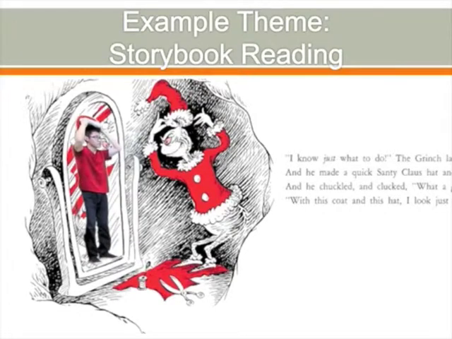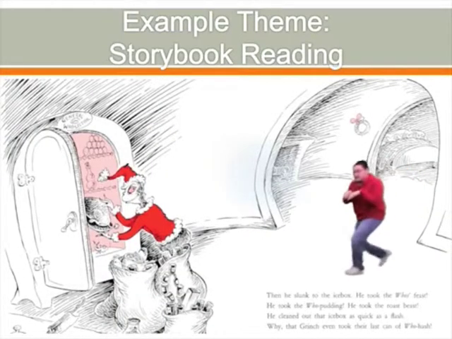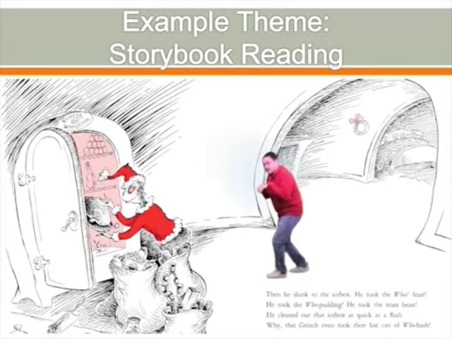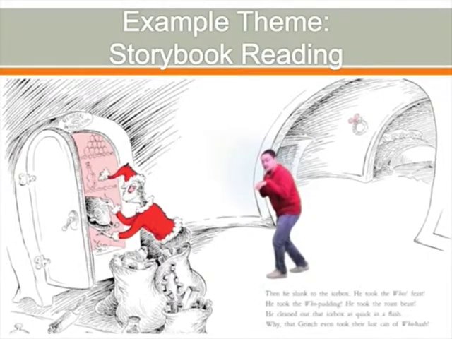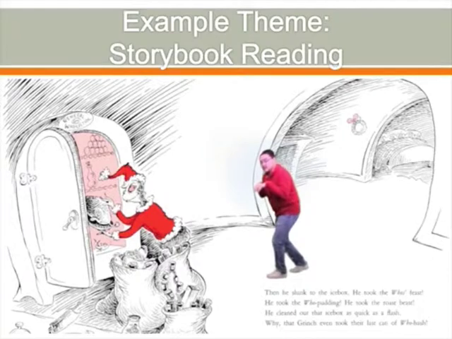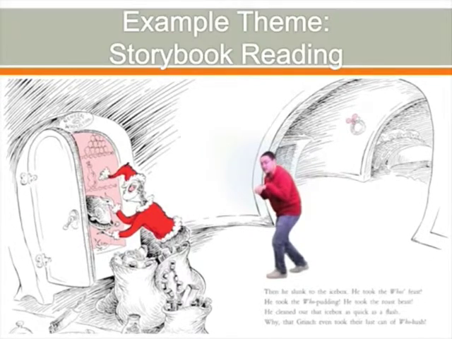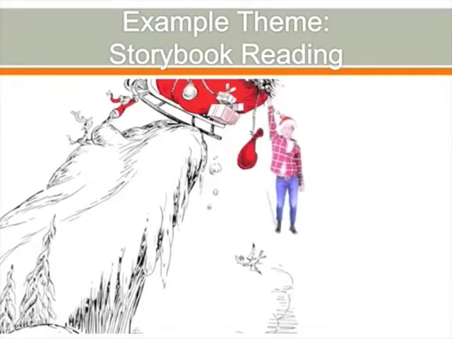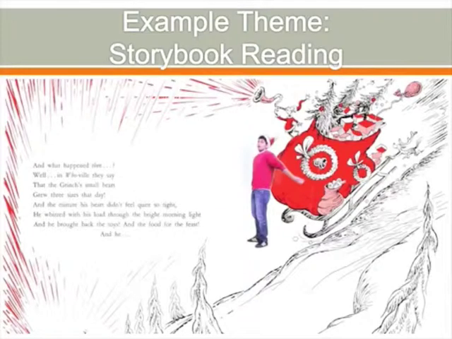I know just what to do. The Grinch laughed in his throat, and he made a quick Santa Claus hat and a coat. Then he slunk to the icebox. He took the Whos' feast. He took the Whos' pudding. He took the roast beast. Three thousand feet up the side of Mount Crumpit, he rode with his load to the tip-top to dump it. And what happened then? Well, in Whoville they say that the Grinch's small heart grew three sizes that day.